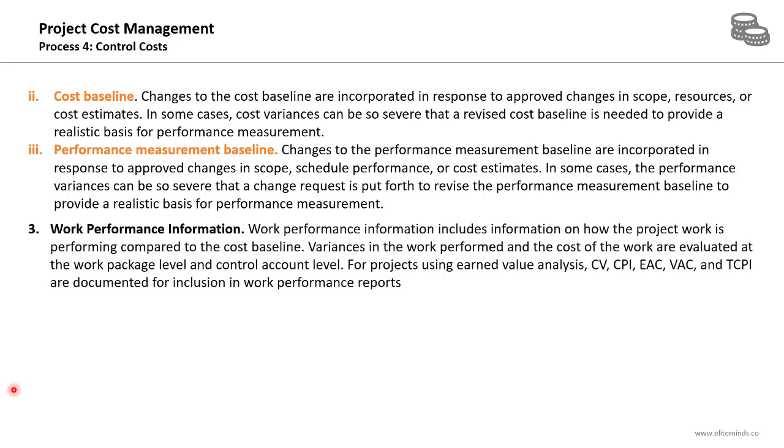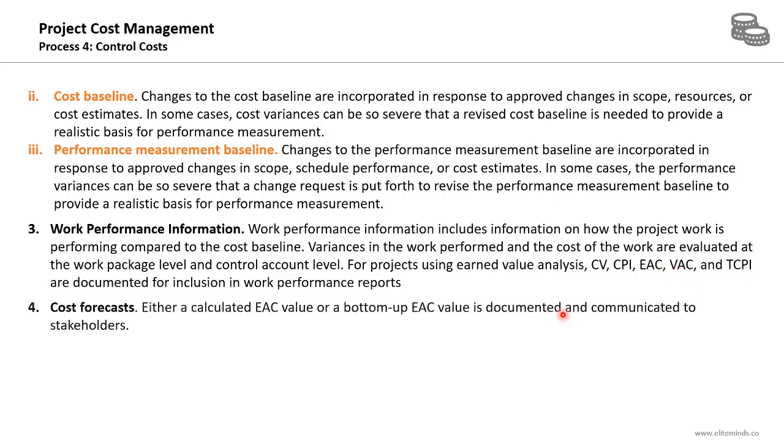Work performance data was an input to this process. It was analyzed as an outcome. You will have the work performance information, which includes information on how the project work is performing compared to the cost baseline. Variances in the work performed and the cost of the work are evaluated at the work package level and control account level. Such work performance information and reports will include information about the cost variance, cost performance index, schedule variance, schedule performance index, and the forecasts like the estimate at completion, variance at completion, and to complete performance index.